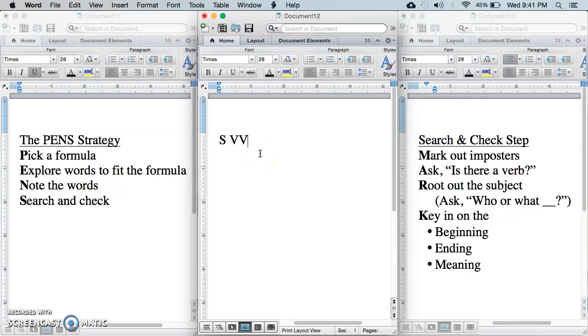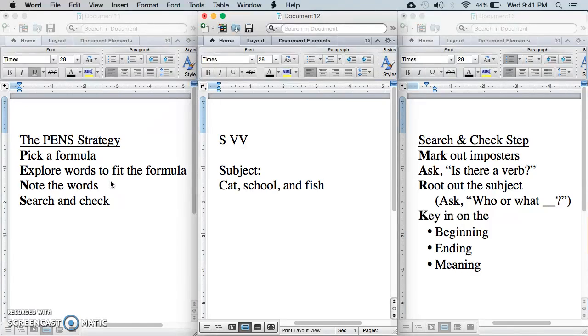What is our next step in the PENS strategy? Yes, looking back at the formula, our next step is explore words to fit the formula. Who has a subject and two verbs that go with that subject? Remember, the subjects can be people, places, things, qualities, or ideas. Let's start with brainstorming as a class a subject for our sentence. So, we'll brainstorm cat, school, and fish.